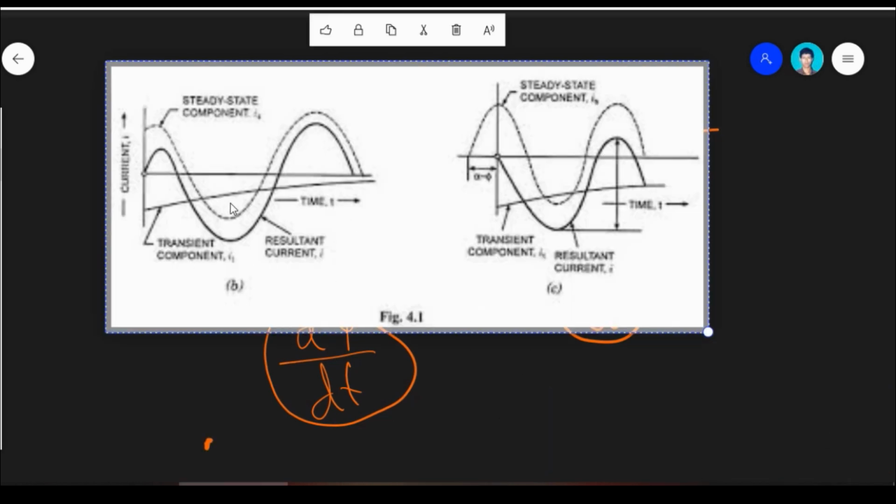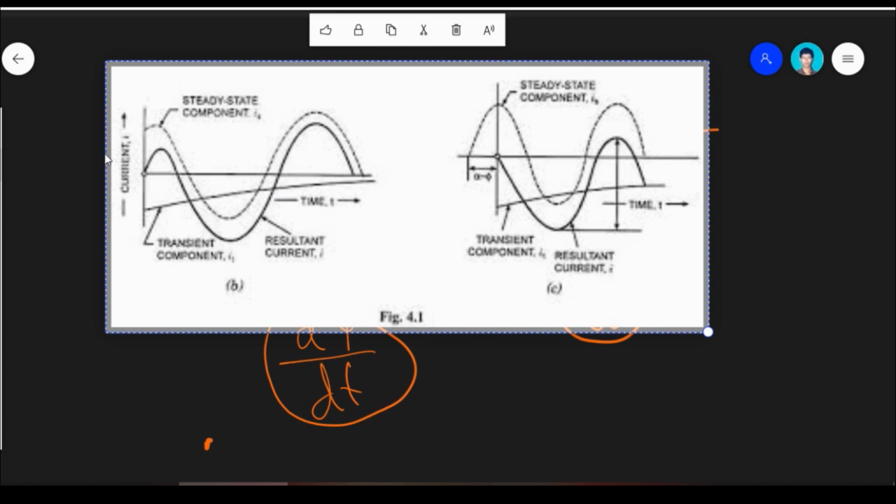So here, although this is not a very clear diagram, you can see that this bold line indicates our resultant current component, this monotonically decreasing line represents the transient component, and this dashed line represents the steady state component.